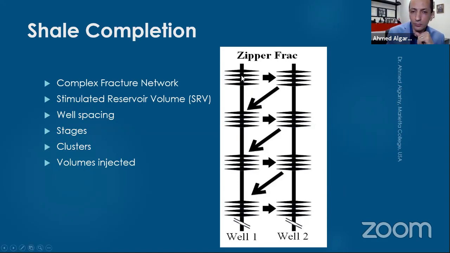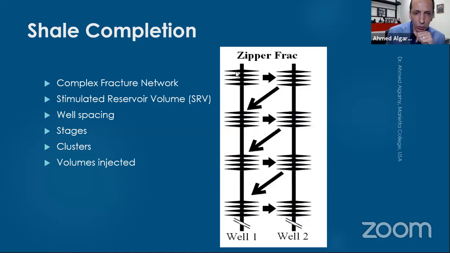Okay, so I was trying to explain to you what zipper frac is, but let me wait for the next slide or the next 2 slides. Also, I need to think about the volumes injected. Please, I want to give you this question and try to think about it. I told you there are 2 companies working on the location: wireline for plug and perf, and the pumping company.